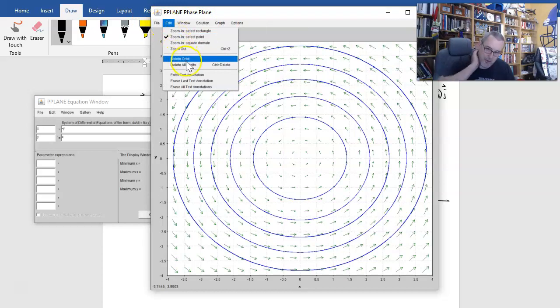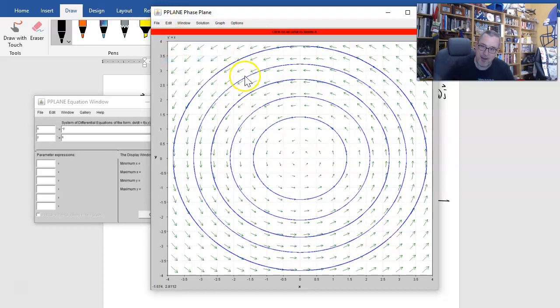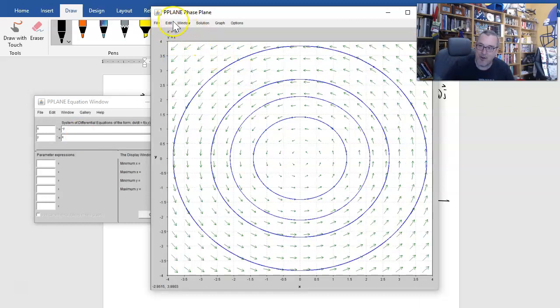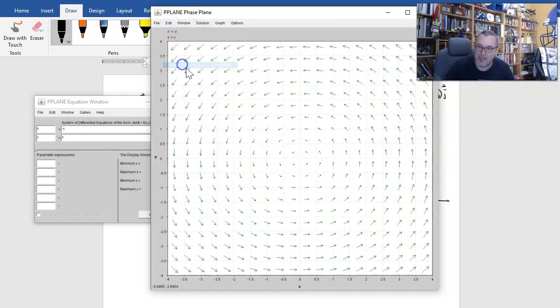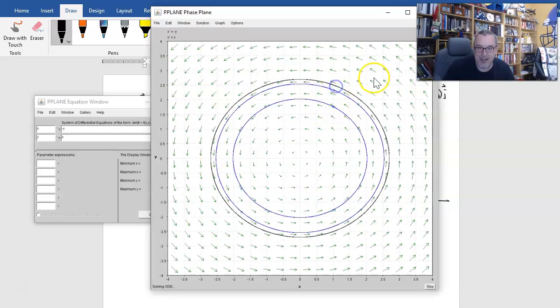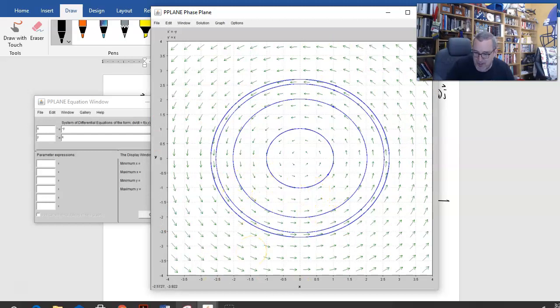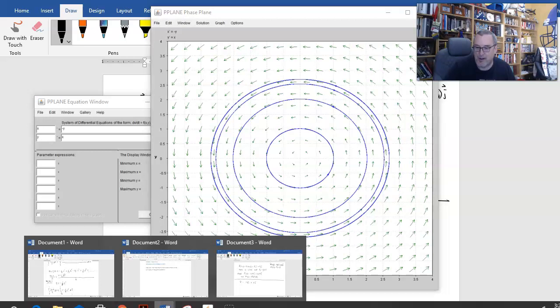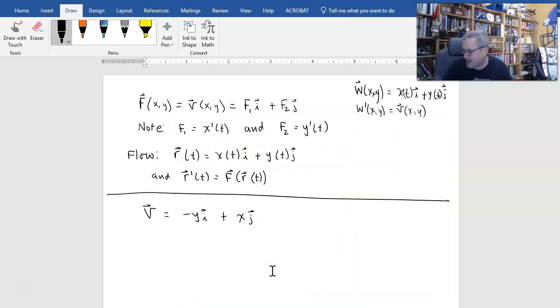There it is. So you could delete an orbit by just clicking on it, or you can delete all the orbits. So that's what we're looking for: we're trying to find a way to say, hey, look, at any point in this vector field, the flow, that seed going through it would follow this circular path. What would that circular path be? That's what we're trying to identify. All right, so back to the work.